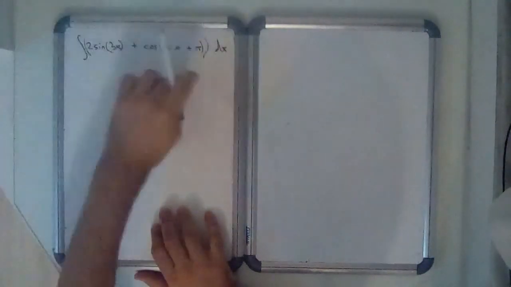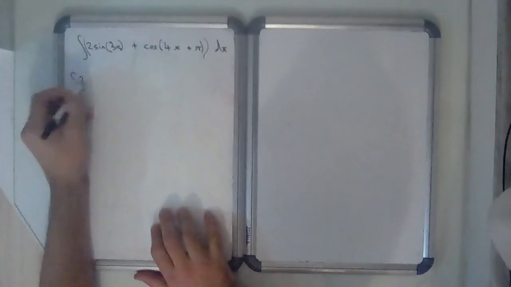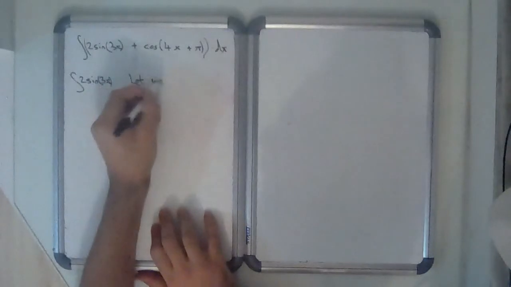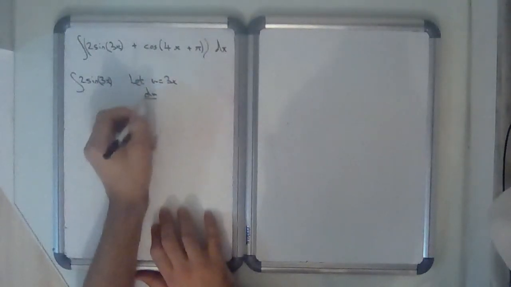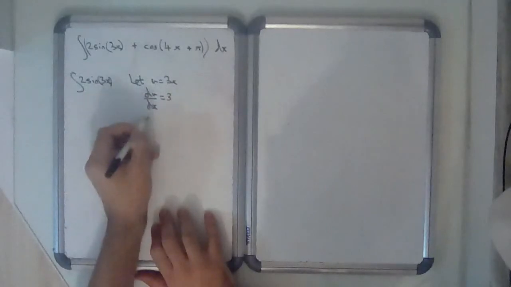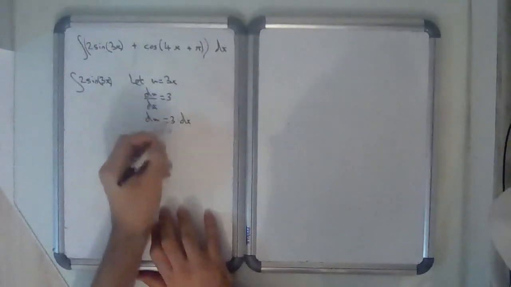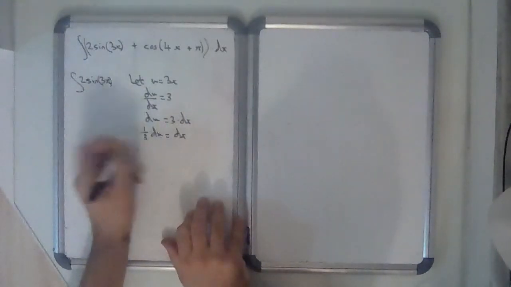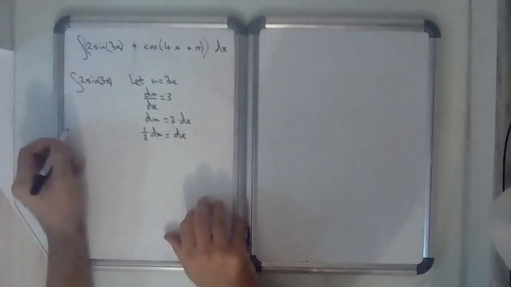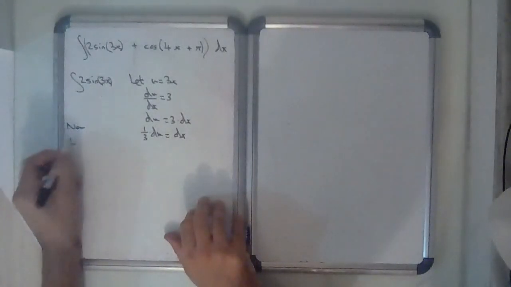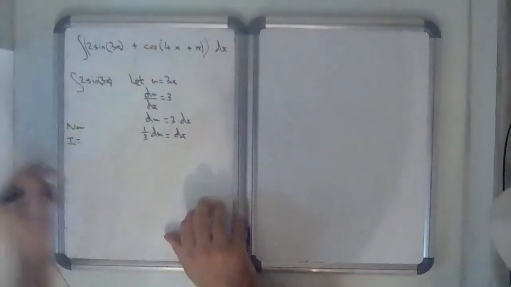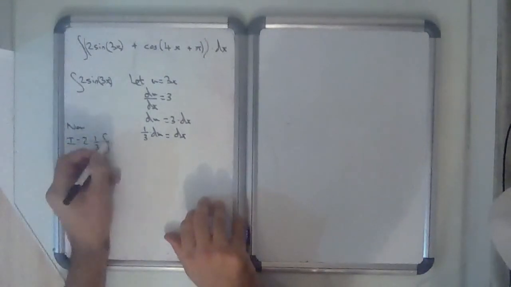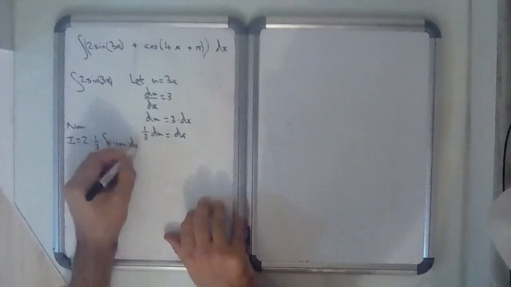So I'm going to do these two separately. So integral of 2 sine 3x, and I'm going to let u equal 3x. du by dx equals 3, du equals 3 dx, dx equals du by 3, which is the same as 1/3 du. So now the integral, I equals, well, I'm going to pull the 2 out, so 2 times 1/3 times the integral of sine u du with respect to u.